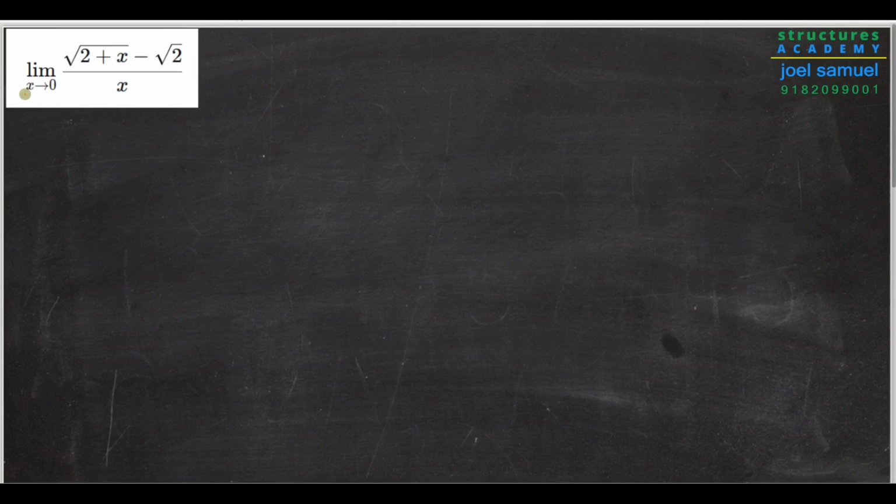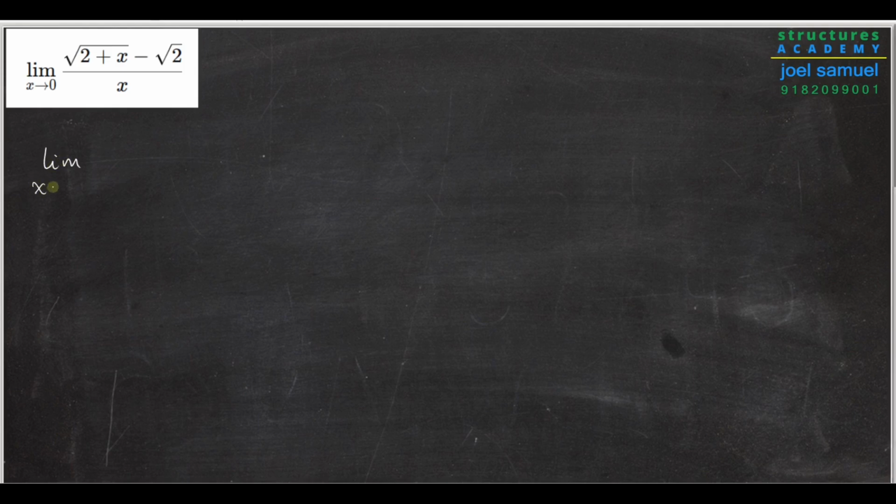The limit as x approaches 0 of (root of 2 plus x minus root 2) divided by x. Now this involves the evaluation of a limit when there is a radical in the numerator, and in such cases we would have to employ what is called the rationalization technique. So we're going to look at that in this question.